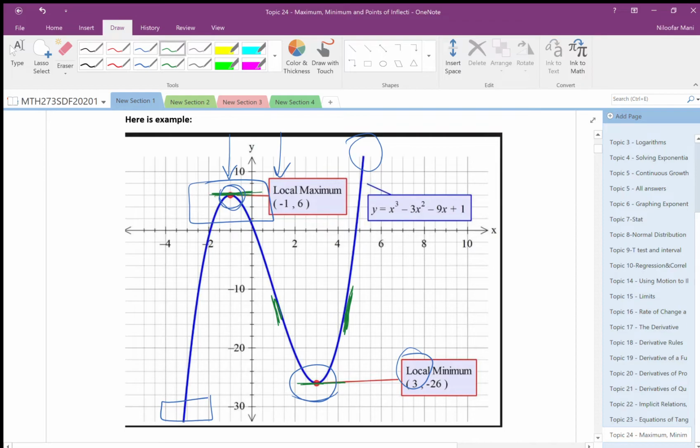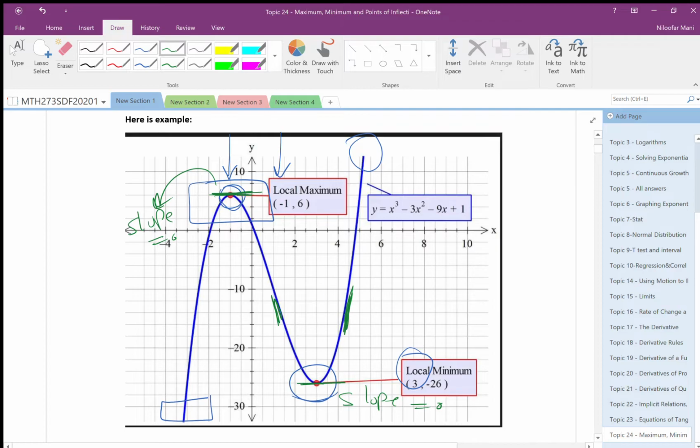I know if a line is parallel to the x-axis, the slope of that line is 0. So the slope of this line is 0, and the slope of this line is also 0. These two lines. And I know the slope of the tangent line is the first derivative. So I can say for these 2 points, the first derivative is 0. So this is what I can use in order to find my maximum and minimum.